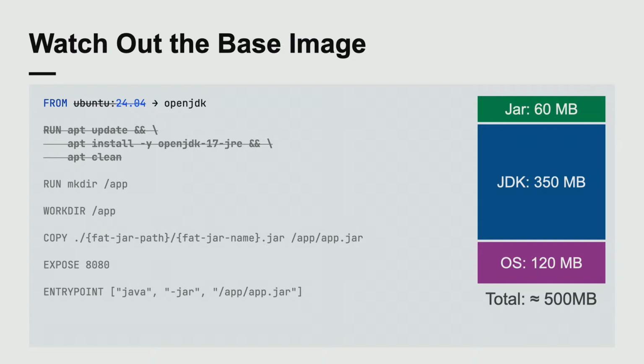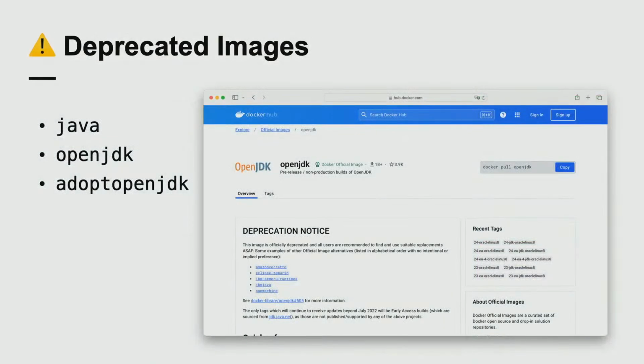The OpenJDK image is quite easy to understand and remember, but the problem is that based on the announcement on the Docker Hub page, the OpenJDK image has been deprecated. Not only OpenJDK, but the same happened to Java and AdoptOpenJDK. Those images have been deprecated. Although you can still access the OpenJDK image, we still need to find an alternative to use as a base image.